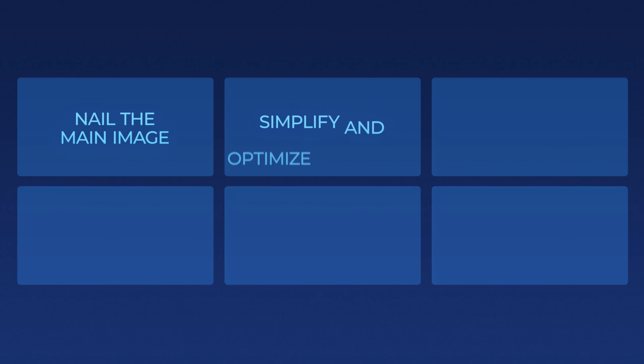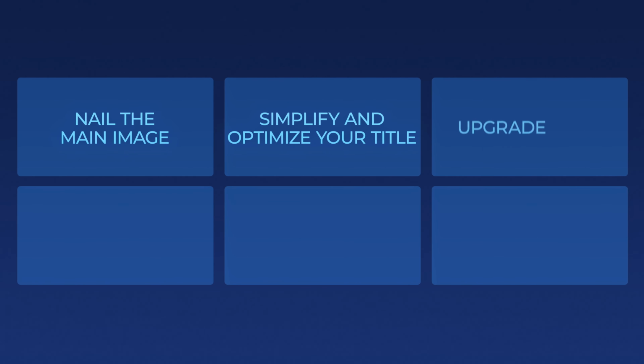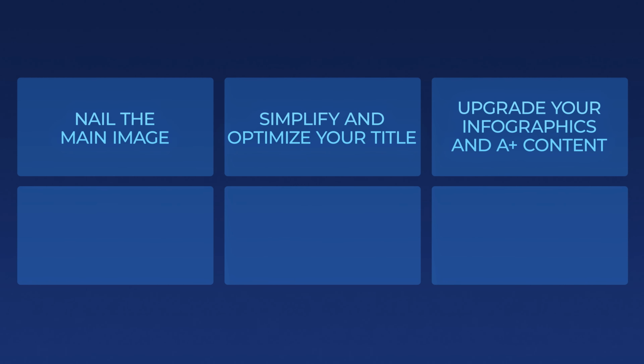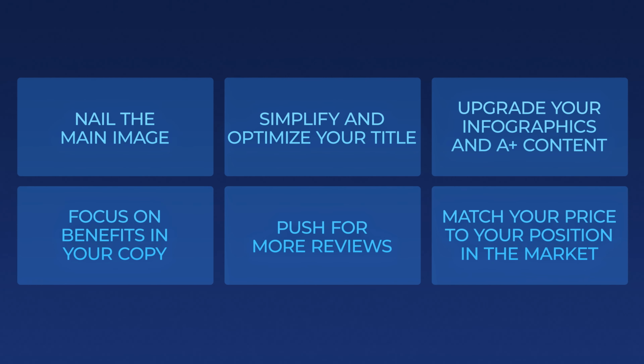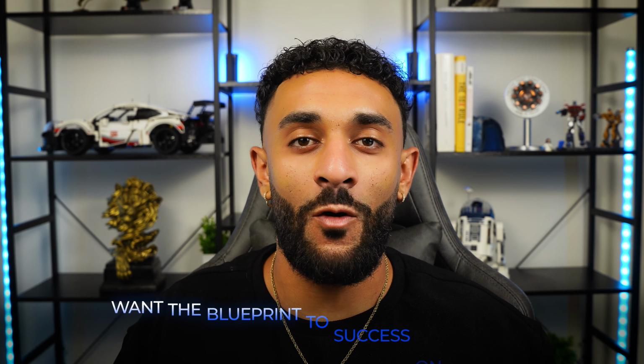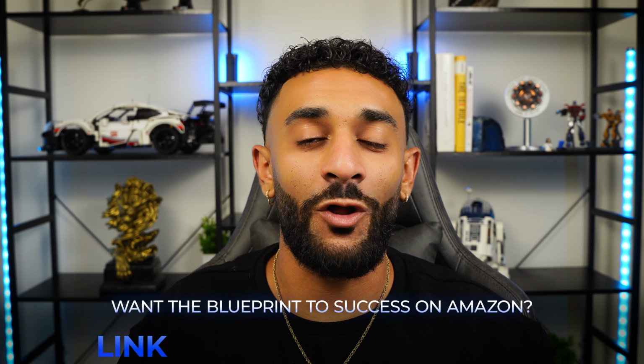So if your Amazon listing isn't converting, don't just throw more money at ads, fix the foundation first. Nail the main image, simplify and optimize your title, upgrade your infographics and A+ content, focus on benefits in your copy, push for more reviews, and make sure your price matches your position in the market. If you do all of these things, your conversion rate will start to increase and your ads will start looking much more profitable.